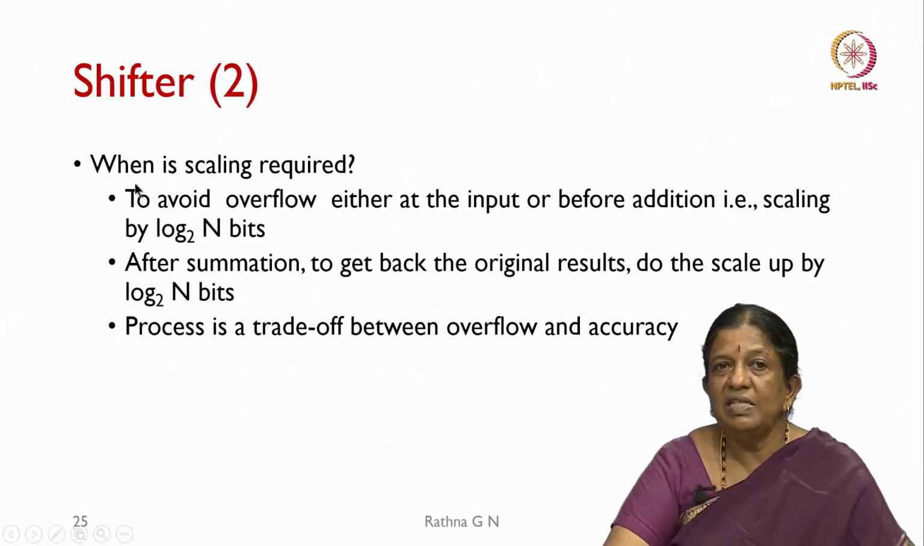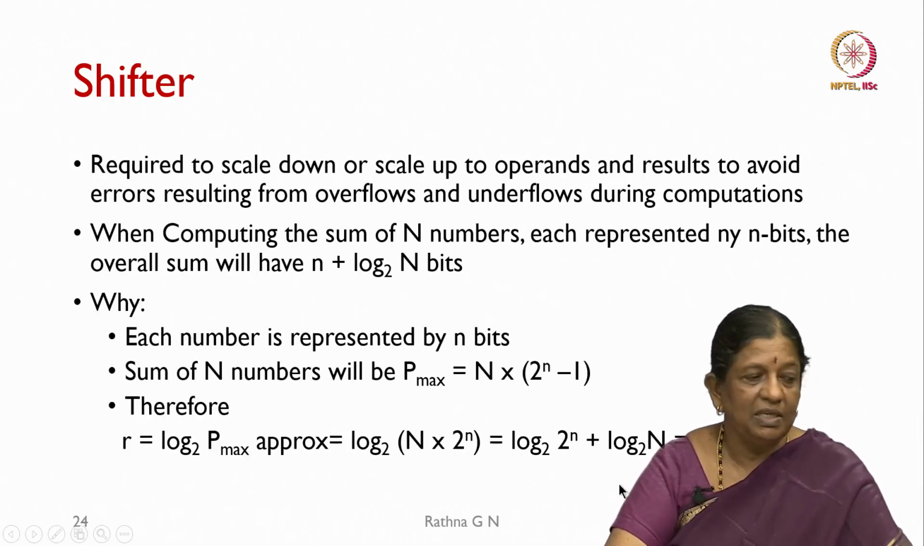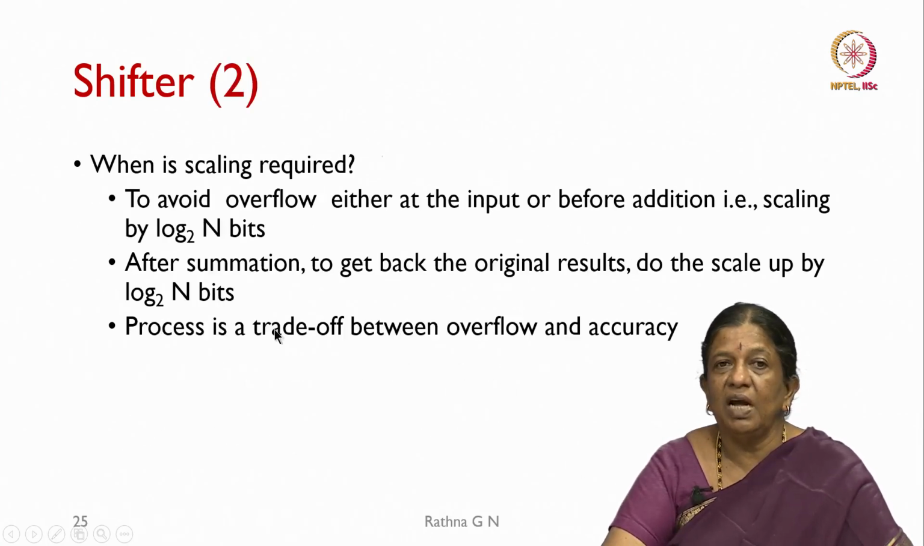Depending on this we will say when scaling is required. We said that to avoid overflow, either at the input or before addition, we do scaling by log 2 n bits. That is the maximum we can represent here. So, depending on that, we may have to scale the number by log 2 n bits. After summation, to get back the original results we will scale up by log 2 n bits. So, this is a trade-off between overflow and accuracy that one has to consider.